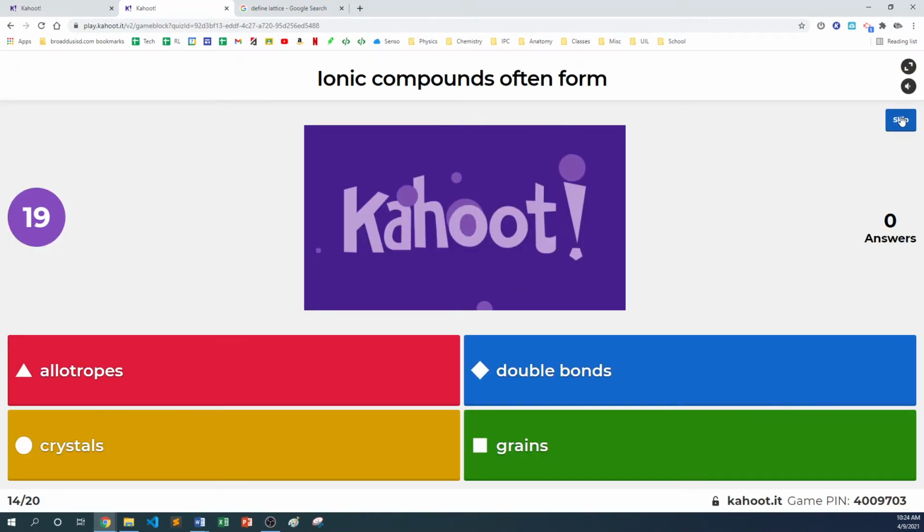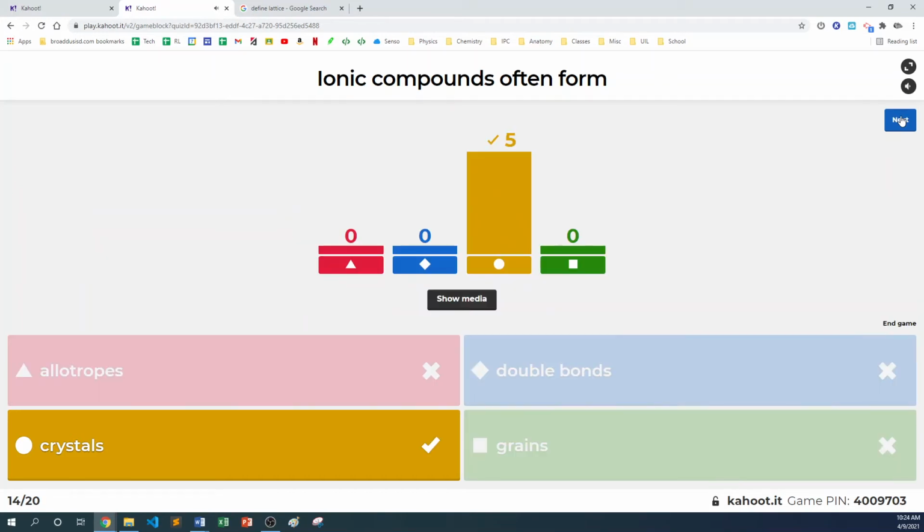Ionic compounds often form... Hey, I got a question. What makes some atoms hard, like this? The strength of the bonds between them. But how does that differ between them? Usually crystals are very, very hard. Right. You can't bend glass.